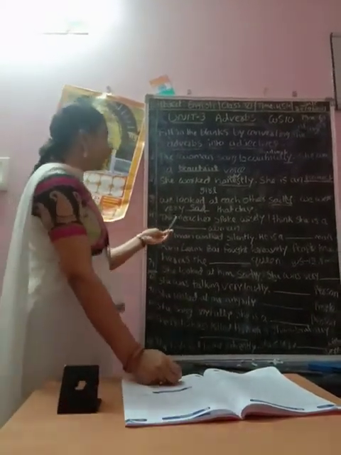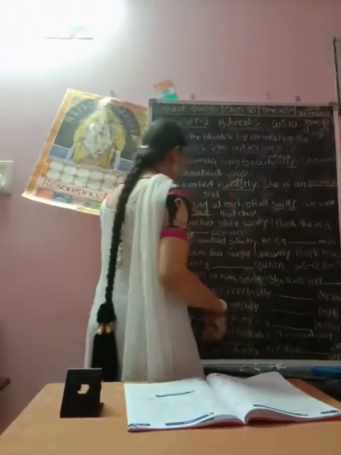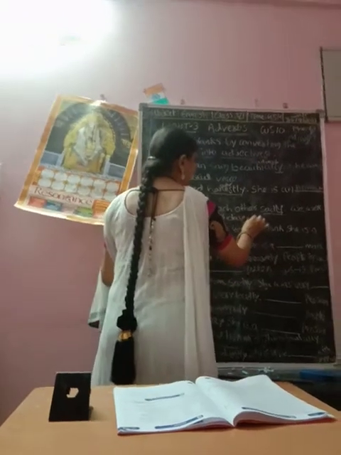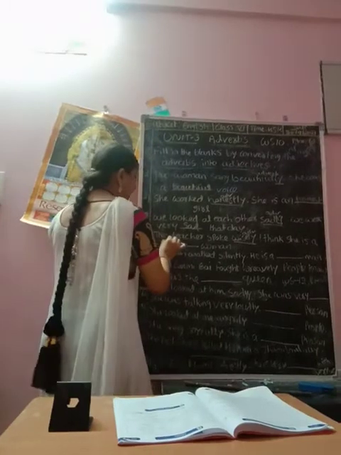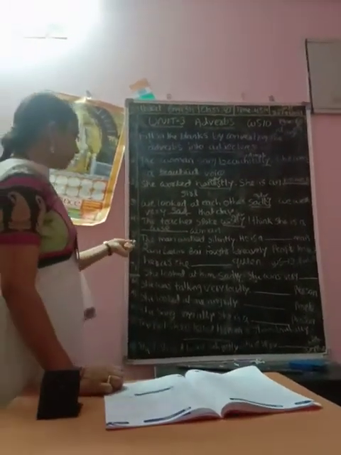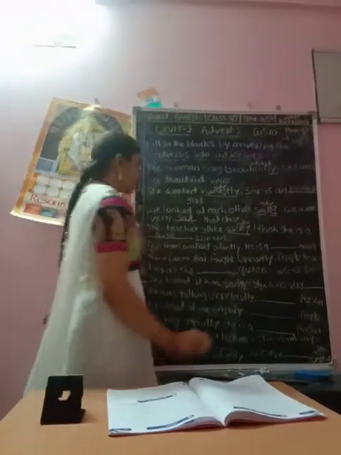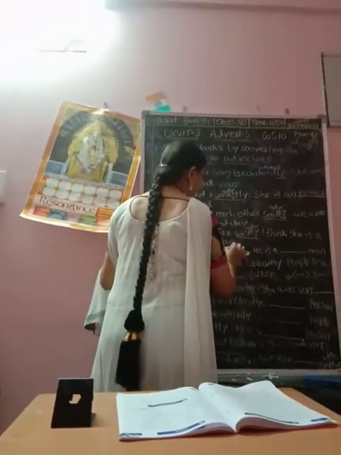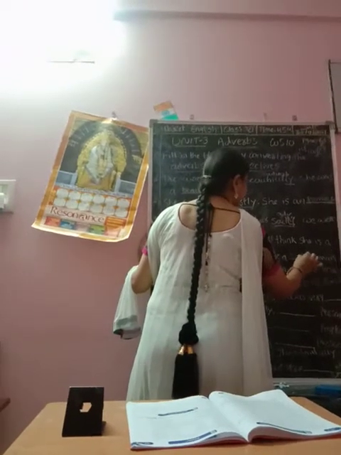Next one, fourth one. The teacher spoke wisely. I think she is a dash woman. Wisely is the adverb. Next, wise is the adjective; remove the L-Y. Next, fifth one. The man walked silently. He is a dash man. Silently is the adverb, and the adjective is silent.